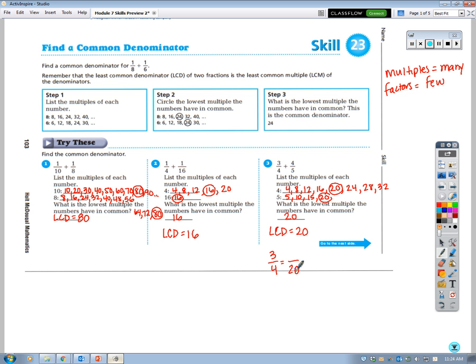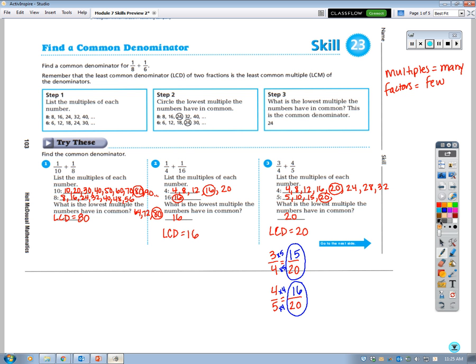And to go from 4 to 20, I multiply by 5, which means my numerator is going to be the product of 3 multiplied by 5. So that would be 15. That's my new fraction there. And then I'm going to convert my second one, which would be 4/5. I'm going to make it an equivalent with a denominator of 20. And to turn 5 into 20, I multiply by 4, which means I do the same thing to the numerator. So 4 times 4 is 16. And that would be my new fraction there.